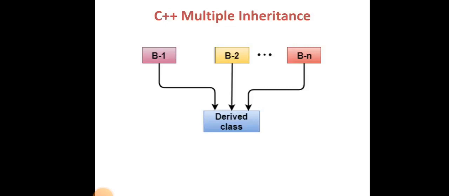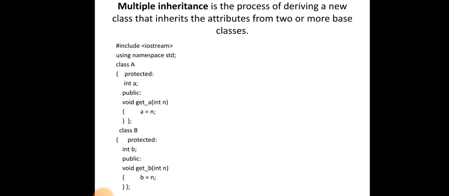The third type of inheritance is multiple inheritance. In this type of inheritance, we derive data from multiple base classes into one derived class. Multiple inheritance is the process of deriving a new class that inherits the attributes from two or more base classes. In this program, we have a base class, class A.